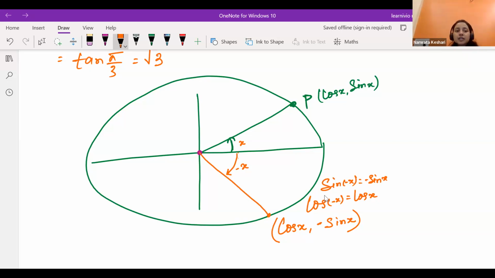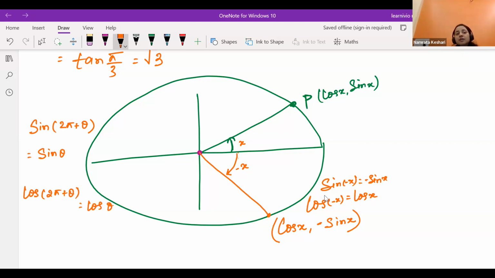Now if we are having sine of 2 pi plus theta, we are saying that it is nothing but just sine theta. Similarly, if we are having cos of 2 pi plus theta, it is nothing but just cos theta.